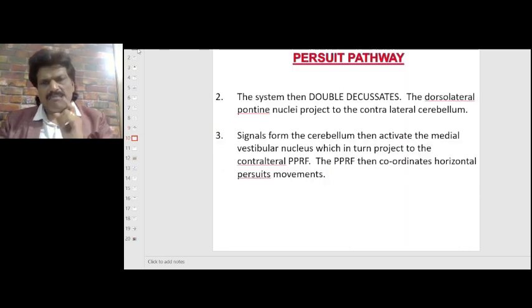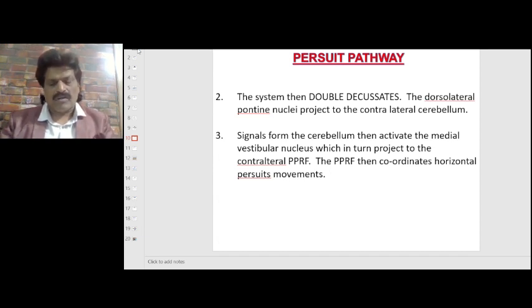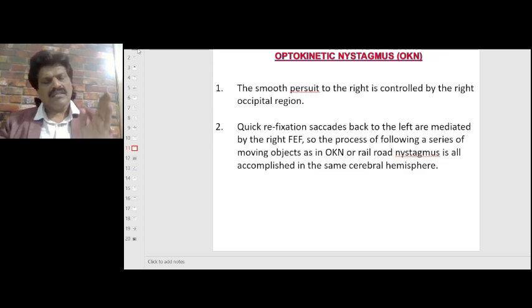The system then double decussates. The dorsolateral pontine nuclei project to the contralateral cerebellum. Signals from the cerebellum then activate the medial vestibular nuclei, which in turn project to the contralateral PPRF. The PPRF then coordinates horizontal pursuit movements. So because of this double decussation, pursuit movements control the movements on the same side, arising from the same side of the lobe. The smooth pursuit to the right is controlled by the right occipital region.